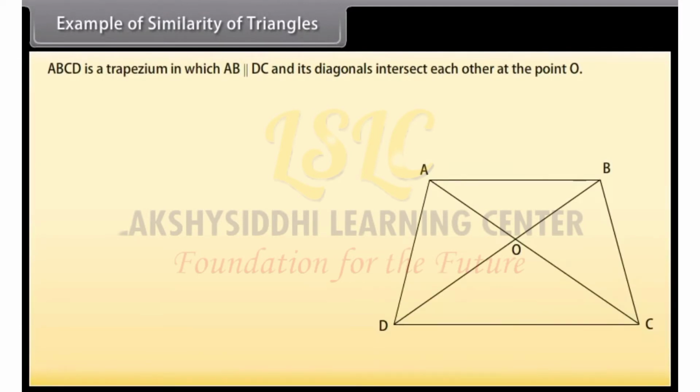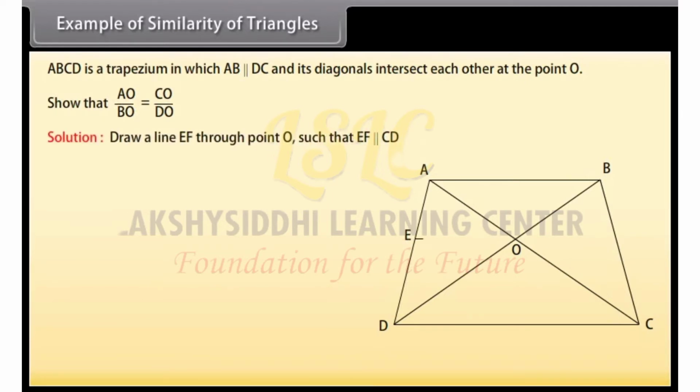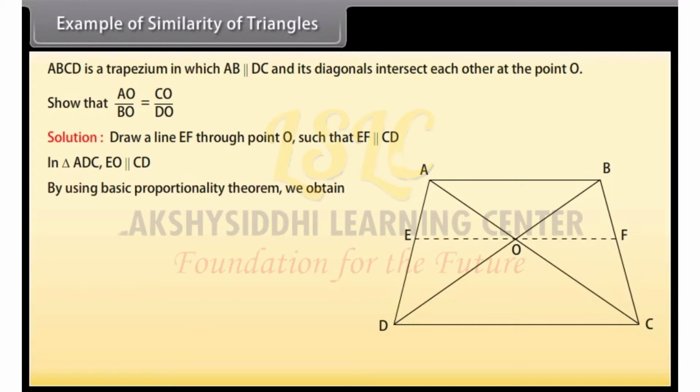ABCD is a trapezium in which AB is parallel to DC and its diagonals intersect each other at the point O. Show that AO upon BO equals CO upon DO. Draw a line EF through point O such that EF is parallel to CD. In triangle ADC, EO is parallel to CD. By using basic proportionality theorem, we obtain AE upon ED equals AO upon OC.